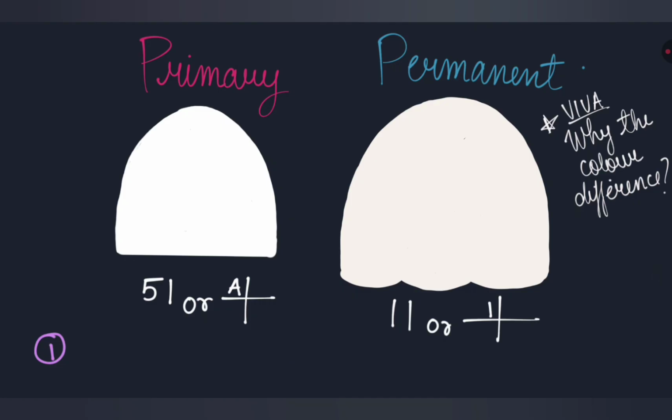Permanent teeth are also known as secondary or the succedaneous teeth. The second we saw were the number of teeth. So primary teeth, how many are they in number? They are a total of 20 in number, whereas the permanent teeth are 32 in number.